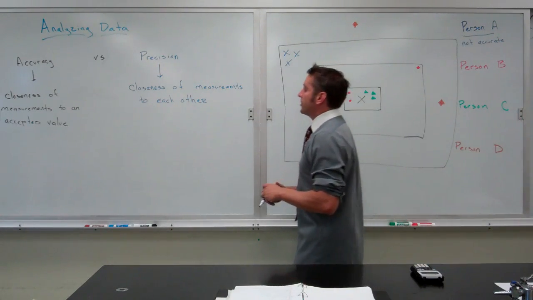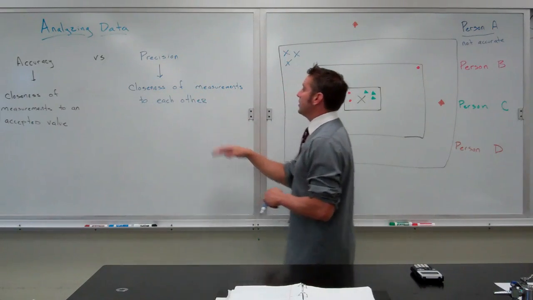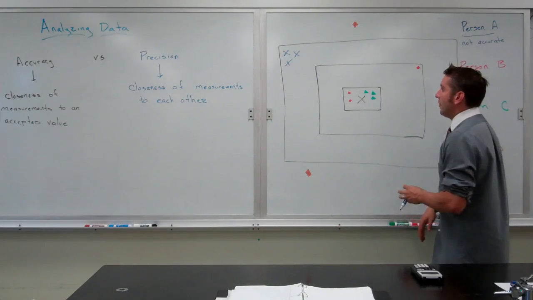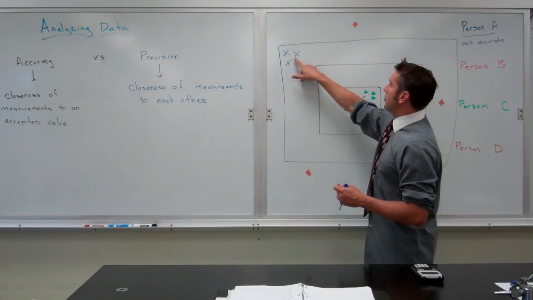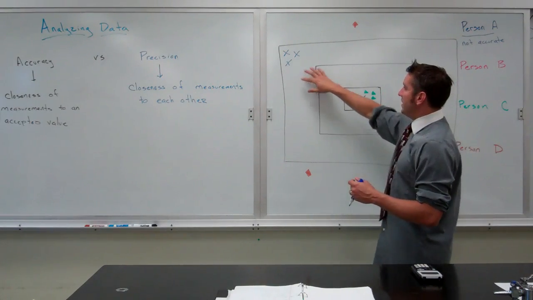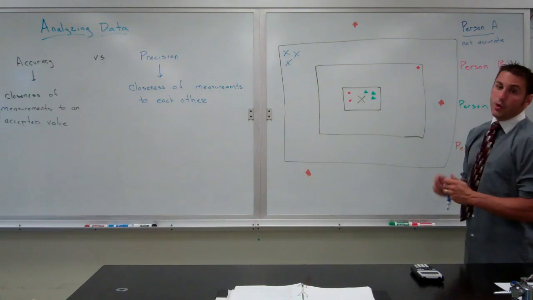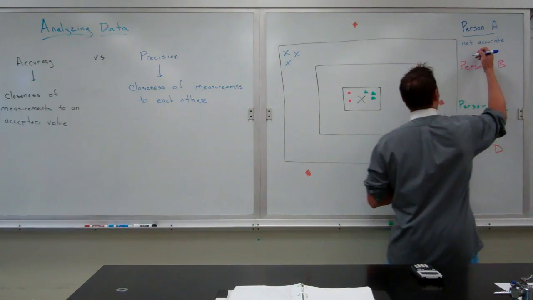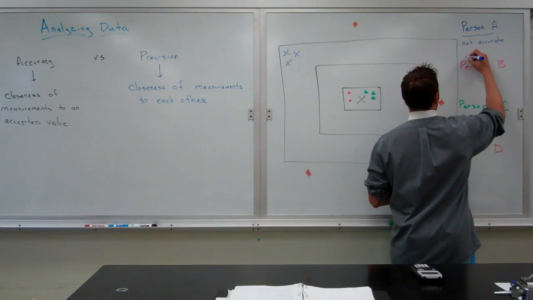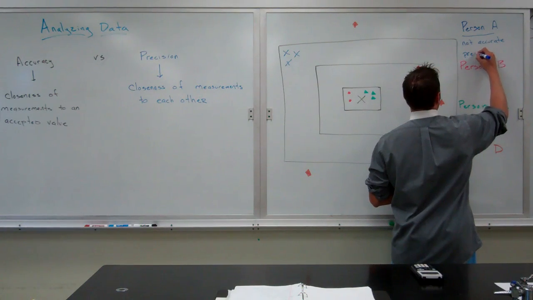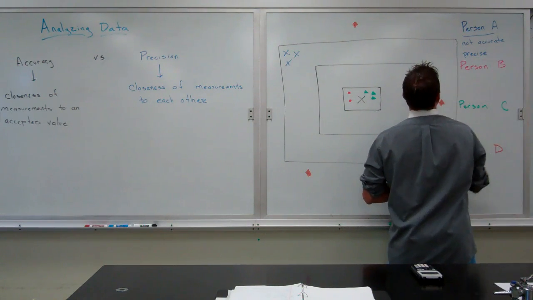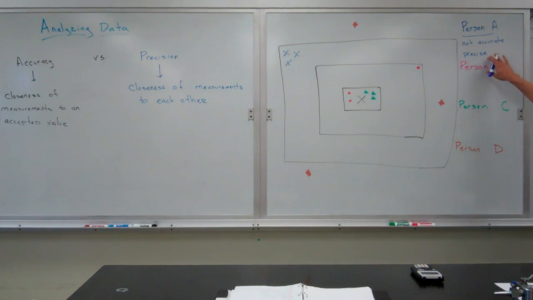Now, we would check for precision. Precision is the closeness of their measurements to each other. If you notice, all 3 of these X's are very close to each other. So even though they are not accurate, they are precise.